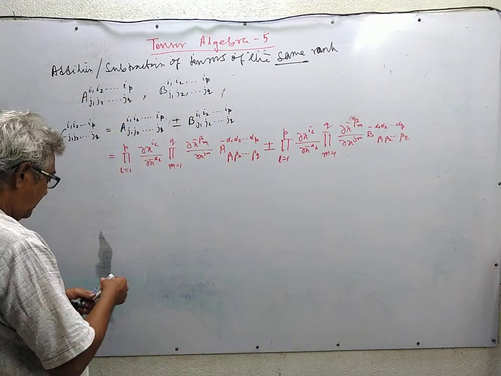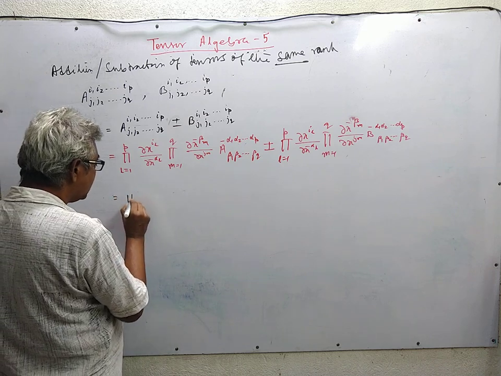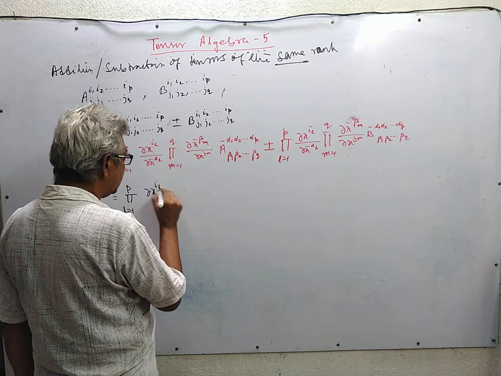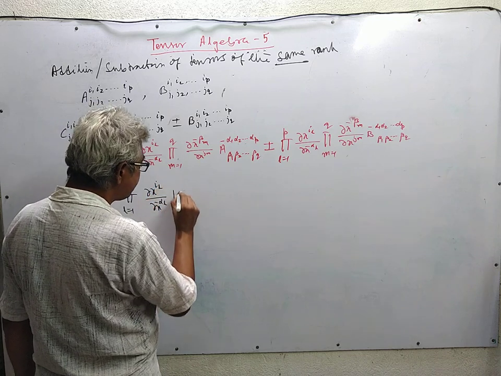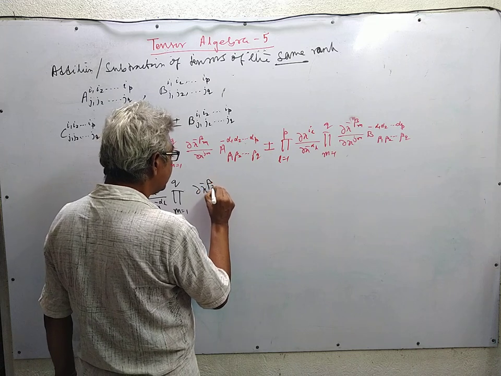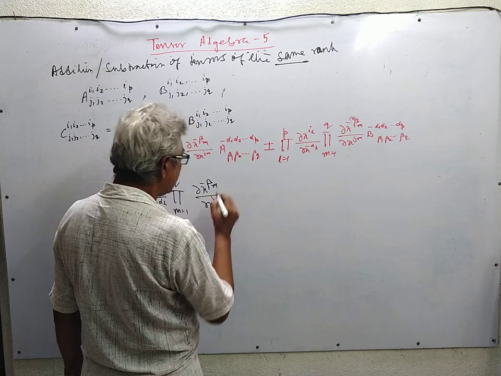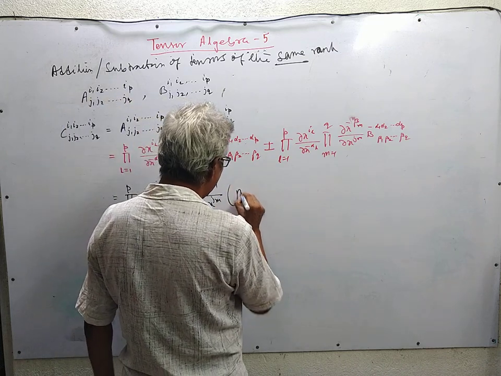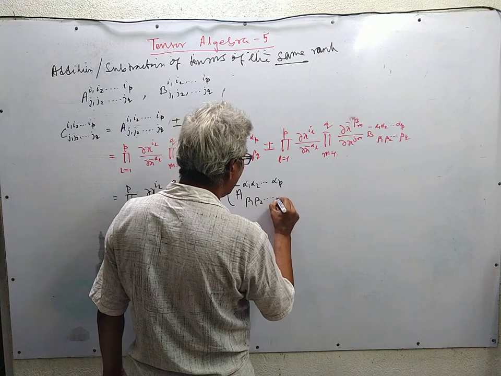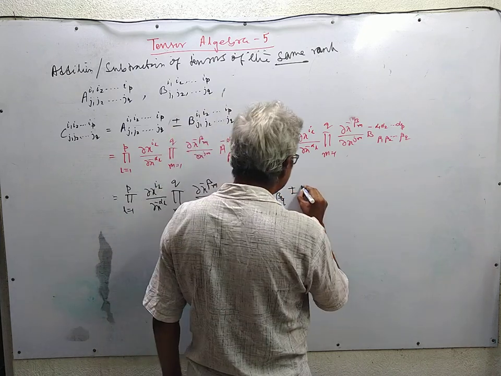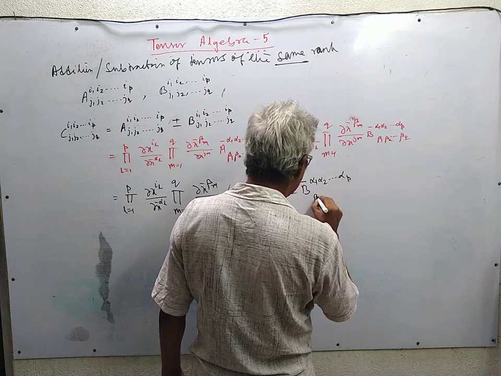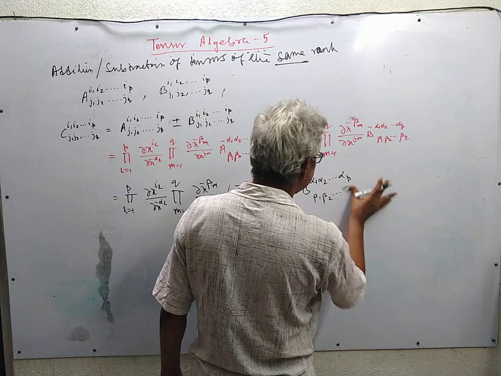So if we write this as summation over L equal to 1 to P, del x IL over del x bar alpha L, summation over M equal to 1 to Q, del x bar beta M over del x JM, then we have A bar alpha 1, alpha 2, alpha P, beta 1, beta 2, beta Q, plus or minus B bar alpha 1, alpha 2, alpha P, beta 1, beta 2, beta Q.